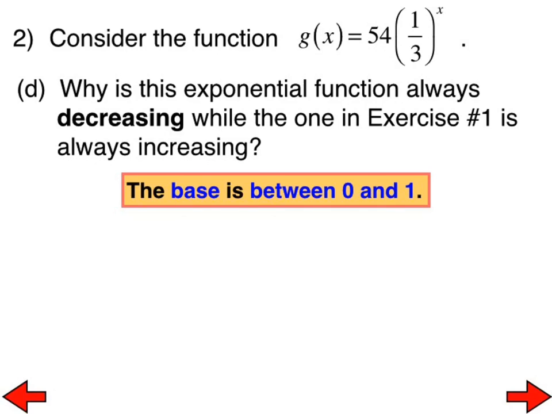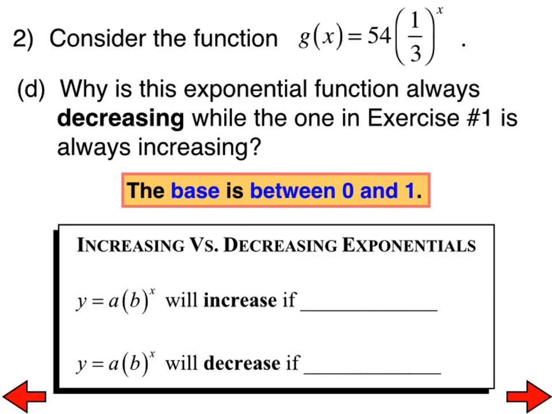So, if the base is between 0 and 1, or as Sam said, a fraction, but we have to define it a little further, a fraction between 0 and 1, that means we're going to end up with a decreasing function. So let's fill in our little chart here. y equals a times b to the x power will increase if b is greater than 1, if the base is greater than 1. But if the base is in between 0 and 1, that means it will be decreasing.